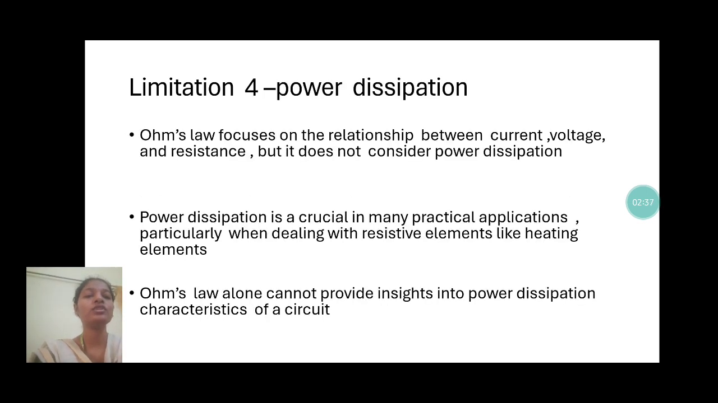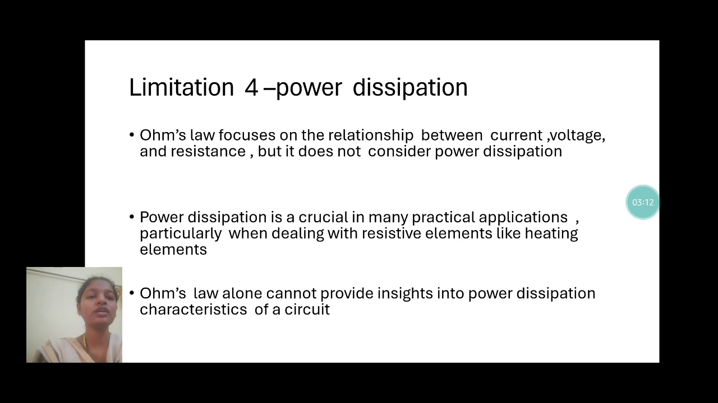The fourth limitation of Ohm's law is power dissipation. Ohm's law focuses on the relationship between current, voltage and resistance, but it does not consider power dissipation. Power dissipation is crucial in many practical applications, particularly when dealing with resistive elements like heating elements. Ohm's law alone cannot provide insights into the power dissipation characteristics of a circuit.